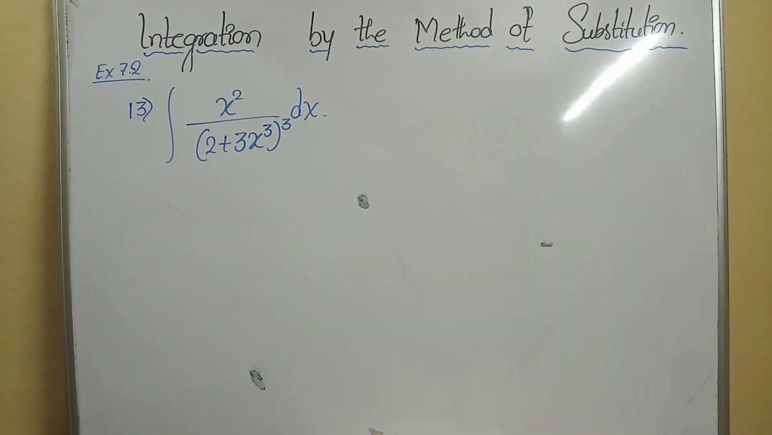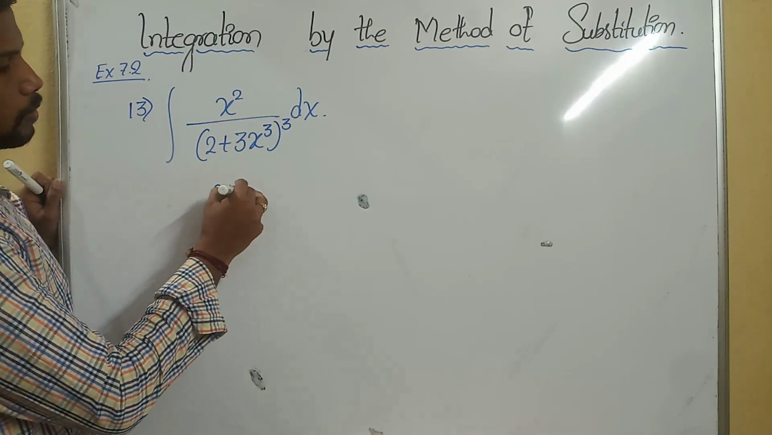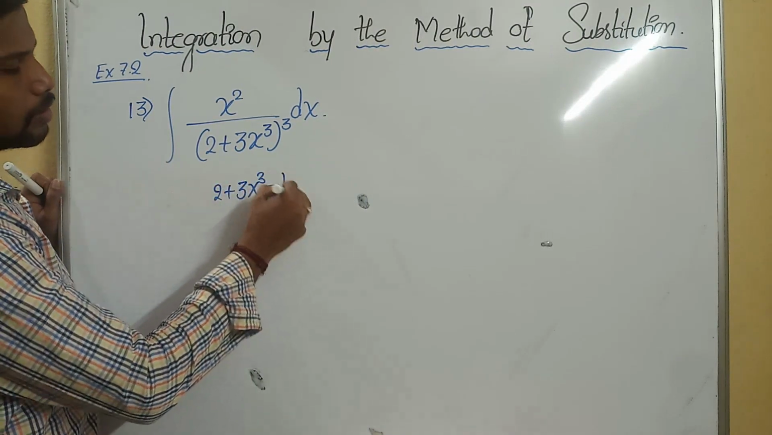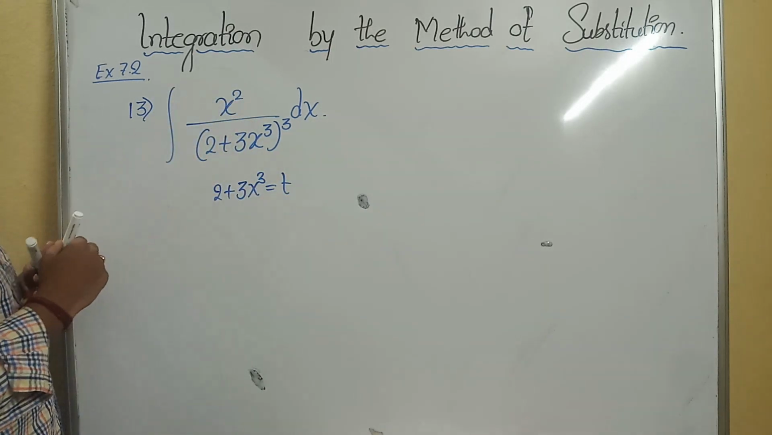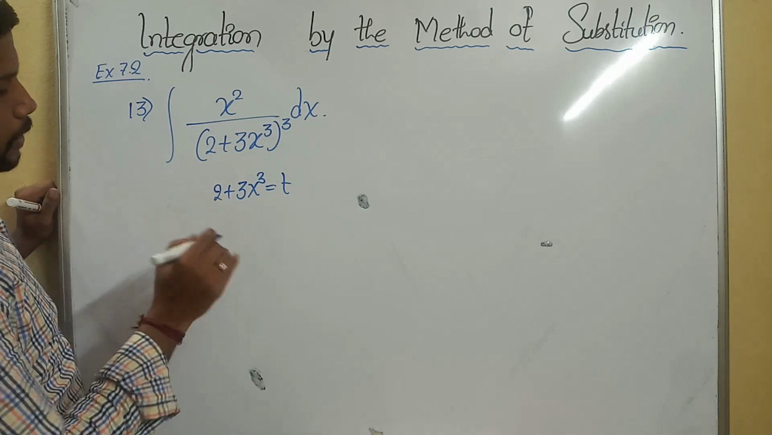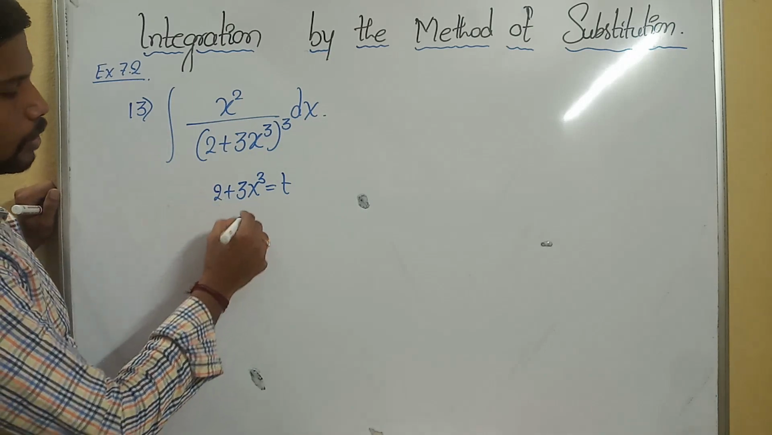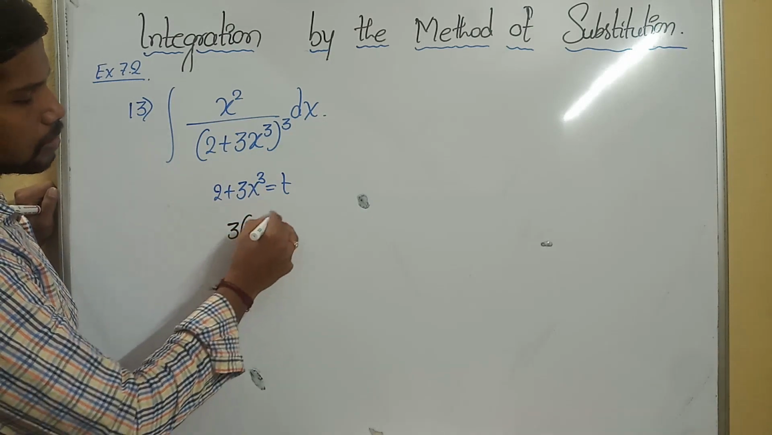Focus on the next question. Here I'd like to take t as 2 plus 3x cube. Why? Because the derivative of x cube will be 3x square, and the x square term is there. Then how do I simplify this particular part? Concentrate. The derivative of 2 will be 0, and 3 times the derivative of x cube, which is 3x square.